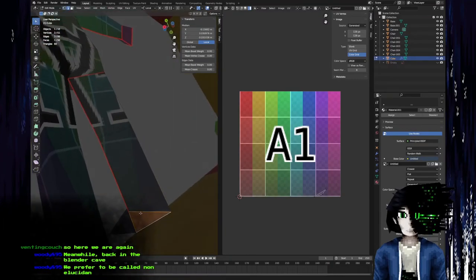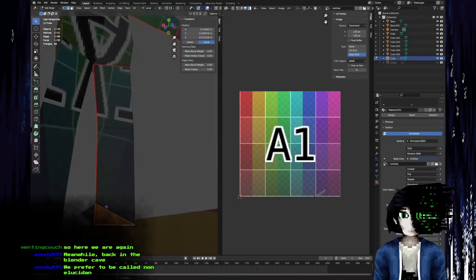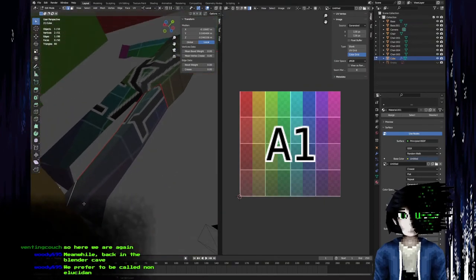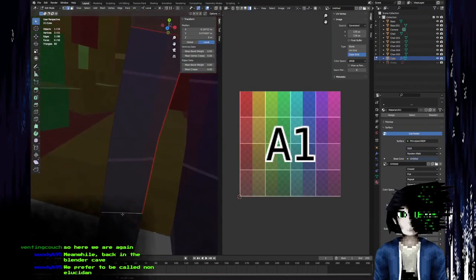Oh, I've got to fill that in. I was like, I might merge that down to that, but that would kind of destroy the shape of the foot, so I won't. Yeah, do the same with the foot over here. Oops, I've ended up rotating the object. Done that.